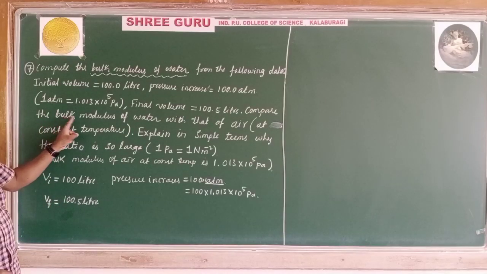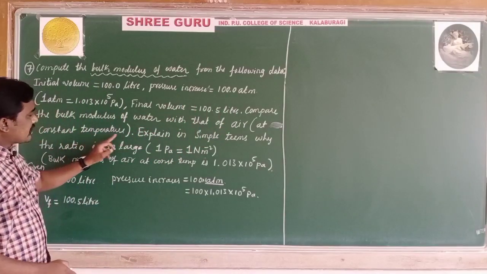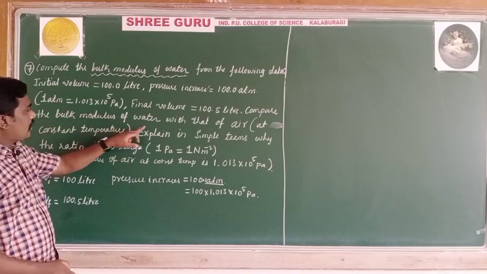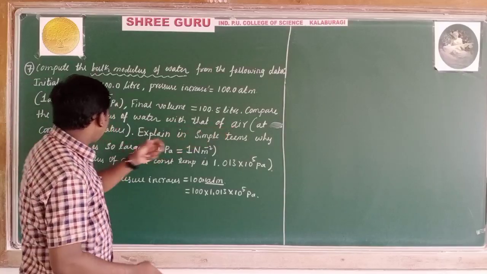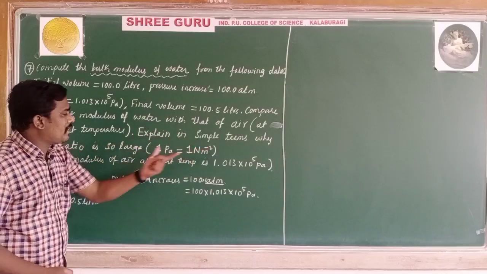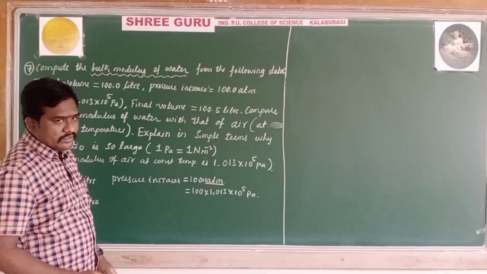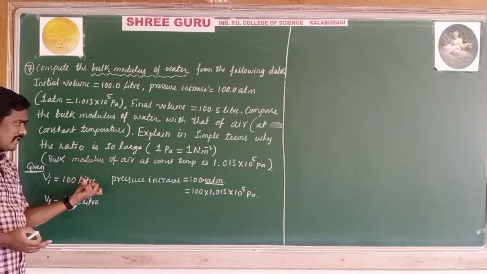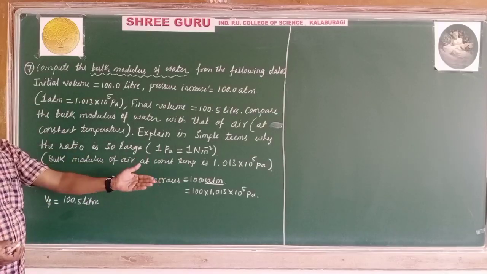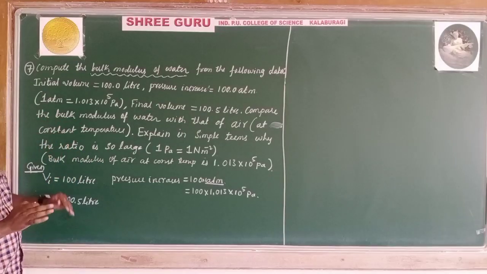Compare the bulk modulus of water with that of air at a constant temperature. Listen here. This bulk modulus with that of air at a constant temperature. Explain in simple terms why the ratio is so large. We don't know, but they mention the ratio is very large. Why is that ratio large? We should explain that in simple terms.